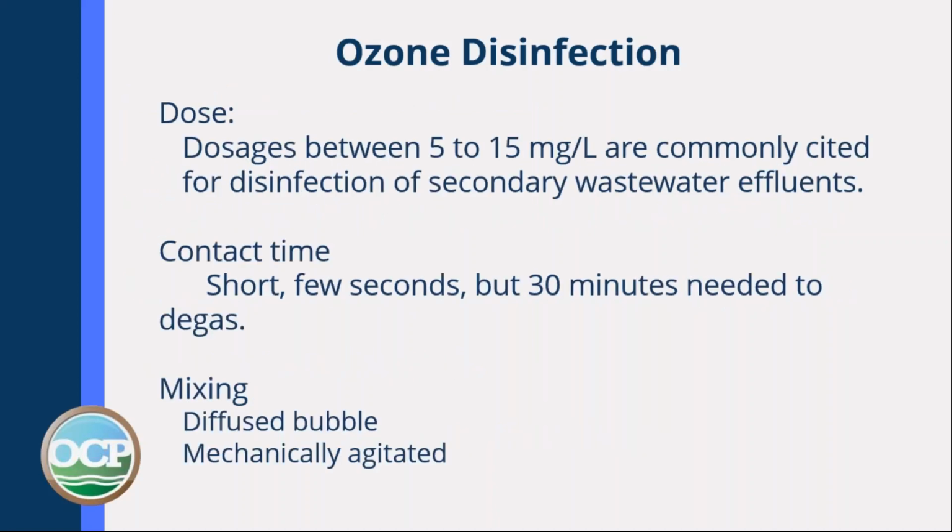The dosage needed: dosages between 5 to 15 milligrams per liter are commonly cited for disinfection of secondary wastewater effluents. Contact time is short, a few seconds, but you have to have 30 minutes to allow the water to degas as the ozone falls apart. You mix it by either using diffused bubbles or mechanically agitating the water.